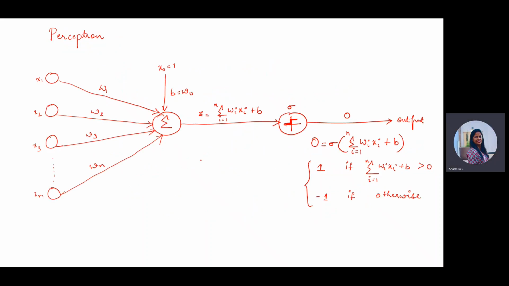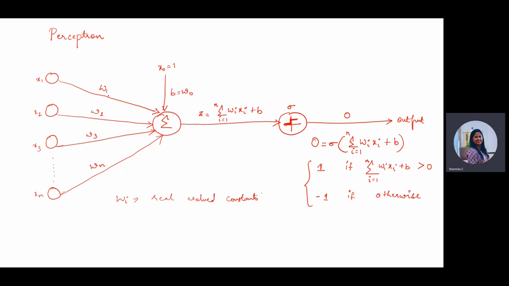This is the architecture of a single perceptron. A perceptron consists of real valued inputs, here x1, x2, x3, and so on up to xn are the inputs. Each of these inputs is associated with the weights w1, w2, w3, and so on up to wn, where wi are the weights, or they can be considered as real valued constants that determine the contribution of input xi to the perceptron output.